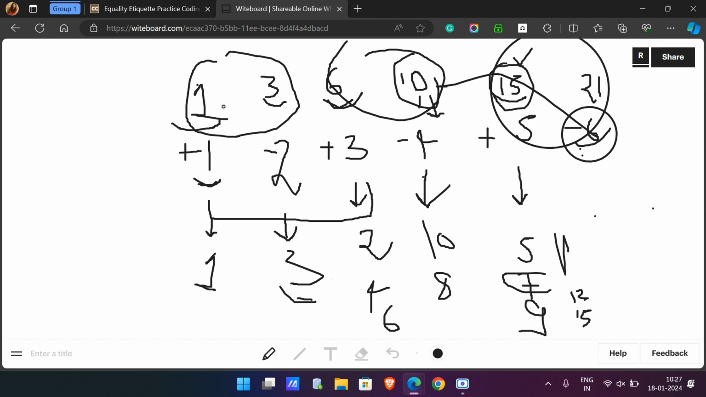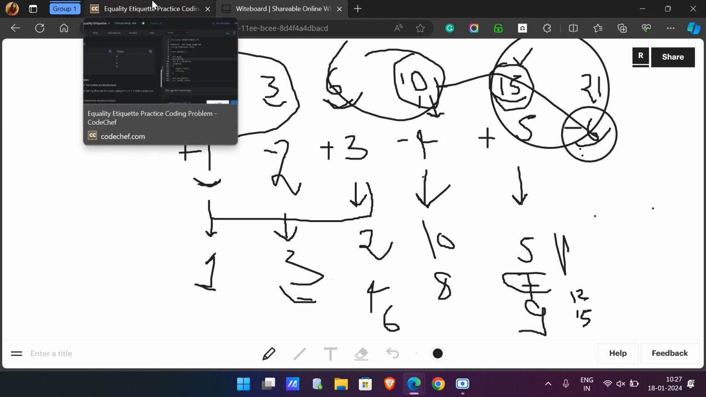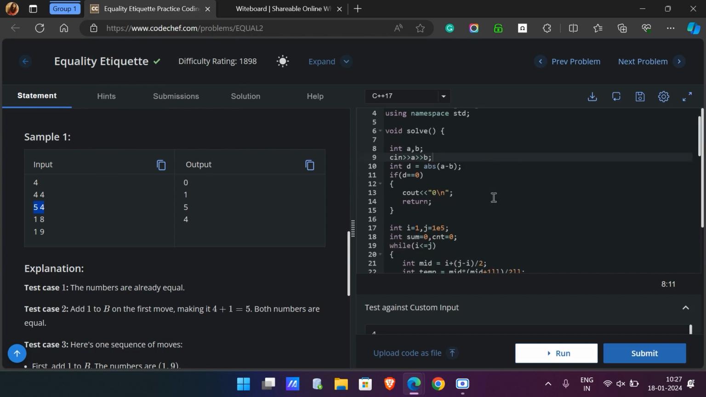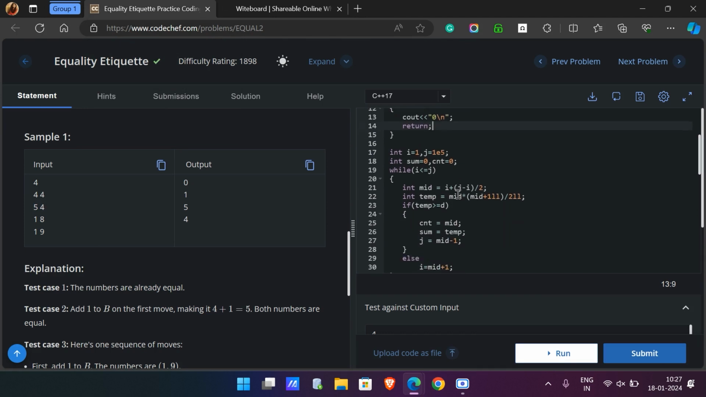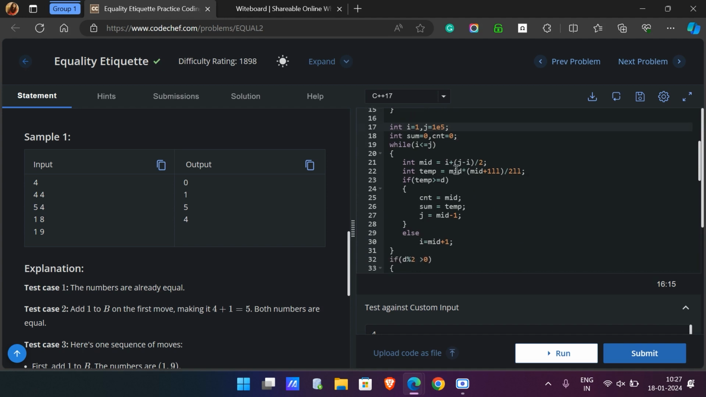Now let me show the code and it will be more clear. First, I have taken an input and if the difference is 0, then we just output 0 and return. Then I'm taking a random range to do a binary search. Now I'm taking temp. Temp is the move that we may need. For that move, I need to calculate the natural sum up to that mid position.